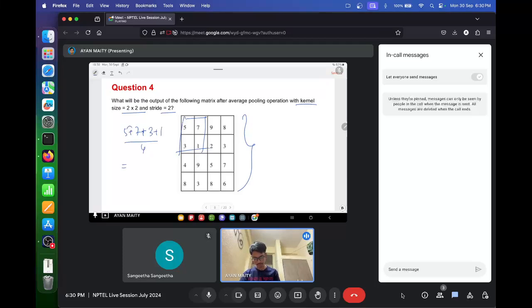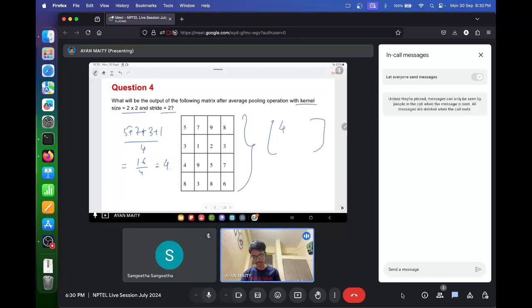So that would give us 12 plus 4, which is 16 by 4. So the first element would be 4. So in the output matrix, the first element would be 4.